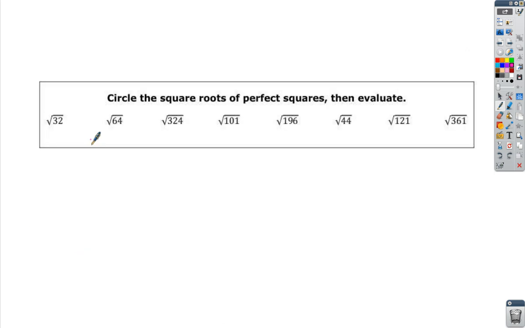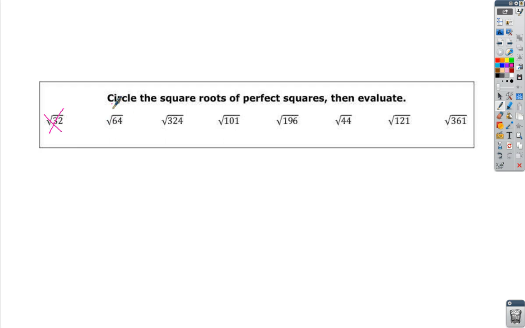Now we're going to look at the next page, and it says circle the square roots of perfect squares, then evaluate. So first we're going to go through and circle the perfect squares. I want you to think about what times itself is going to get us to each of those numbers. So think about the number 32. Is there anything times itself that'll get us to 32? Well, we know 5 times 5 is 25, and 6 times 6 is 36. So we go from 5 to 6, so there's nothing between, so we know 32 can't be a perfect square.